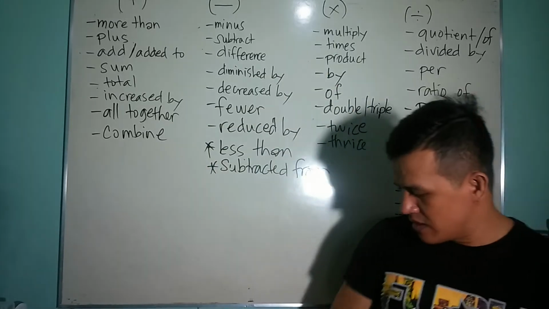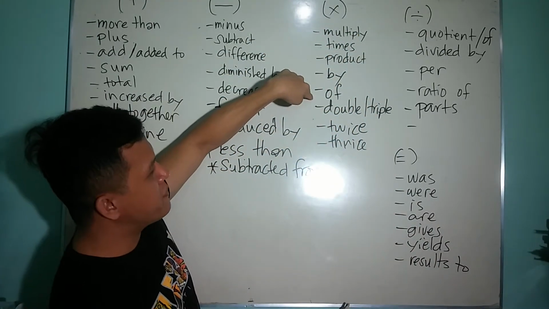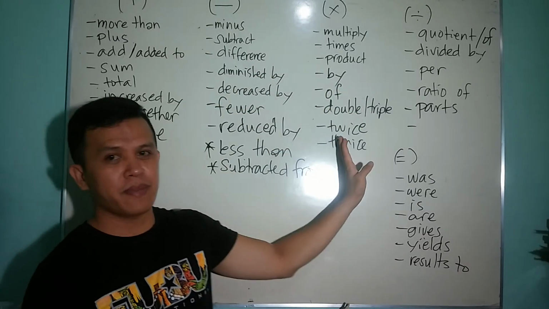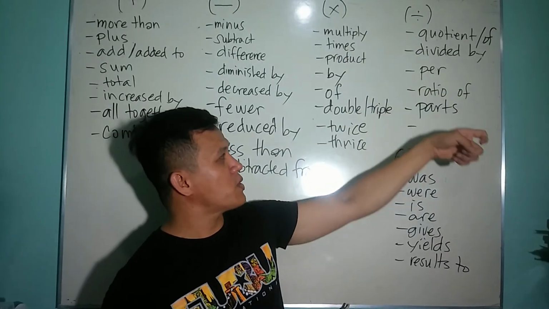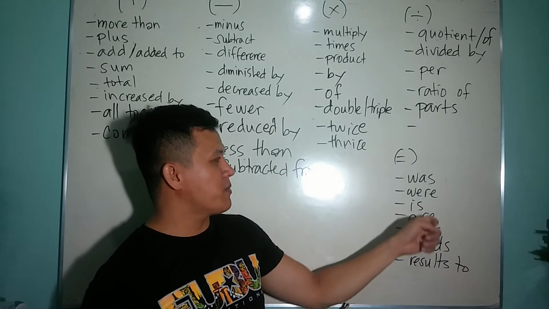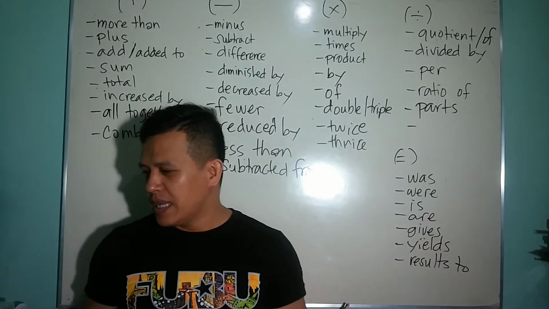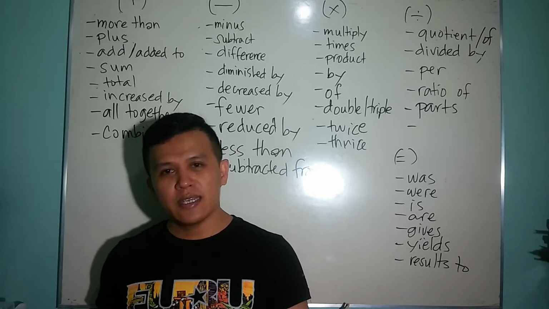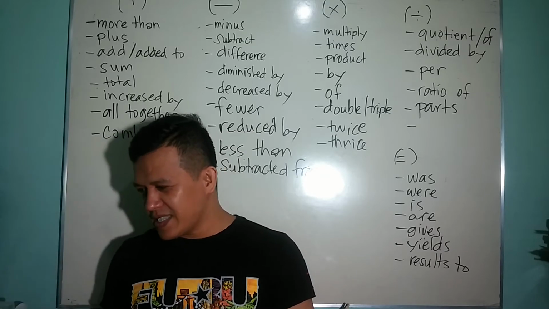Okay. Next, for multiplication, we have multiply, times, product by, of course, of, also double or triple, twice or thrice, like that. Okay, so this is for multiplication. Division, we have quotient or quotient of, divided by, per, or ratio of, or parts. Okay, so you can have that one. For equals, we have was, where, is, are, gives, yields, results to. Usually this one.